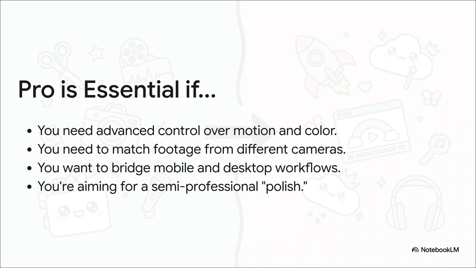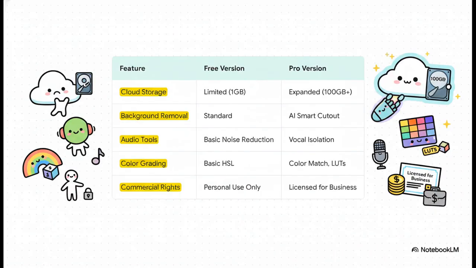This is you if you're a more technical editor, if you need that fine-tuned control over motion and color, if you need to match footage from different cameras, and if you need that seamless workflow between your phone and your computer. Pro is really the only way you're going to get it. And here it all is, laid out in one simple chart. From the huge jump in cloud storage to the advanced color grading tools like custom LUTs, which are kind of like pro-level color filters for video, you can really see the clear step up with the Pro version.